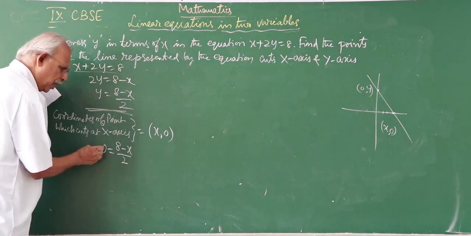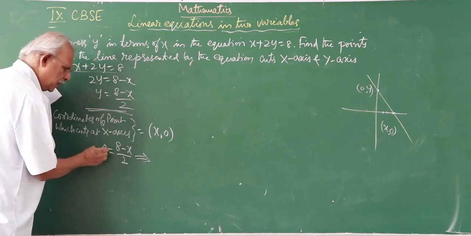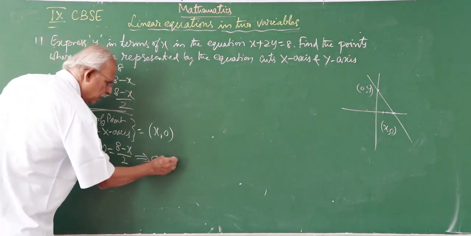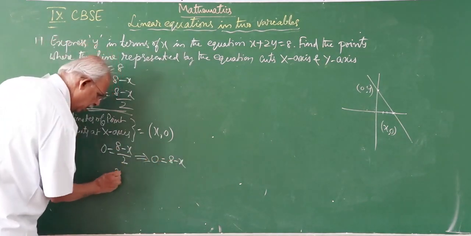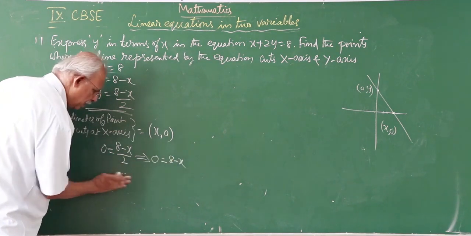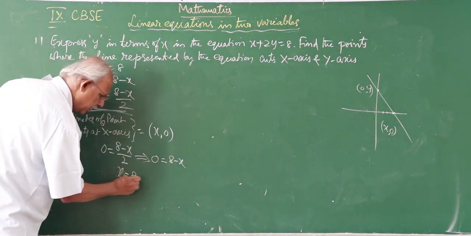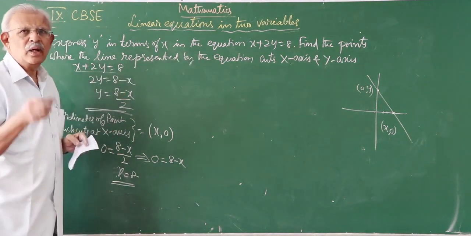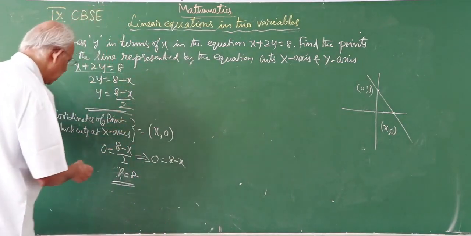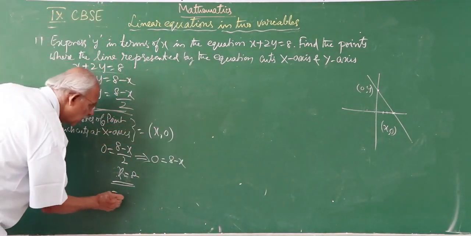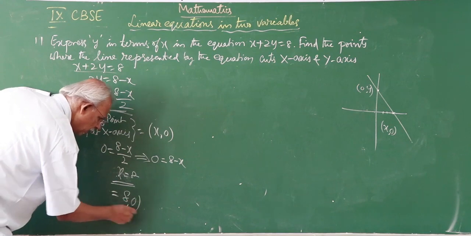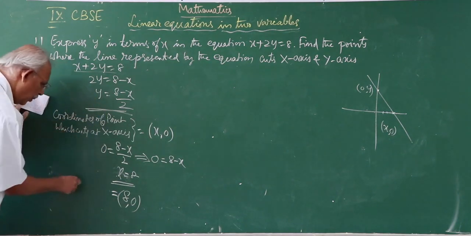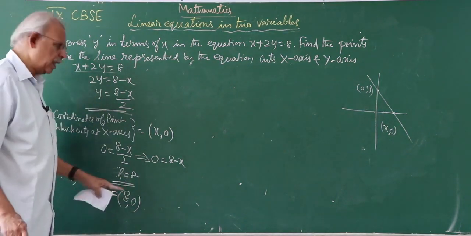Now look here. If you shift 2 to the left hand side, 2 into 0 means 0. Look here once again. 2 into 0 means 0 equals 8 minus x. Shift x to the left hand side. Minus x becomes plus x. x equals 8. So you are required to find the coordinates of the point. So x comma 0 means 8 comma 0. These are the coordinates of the point which cuts at x-axis.